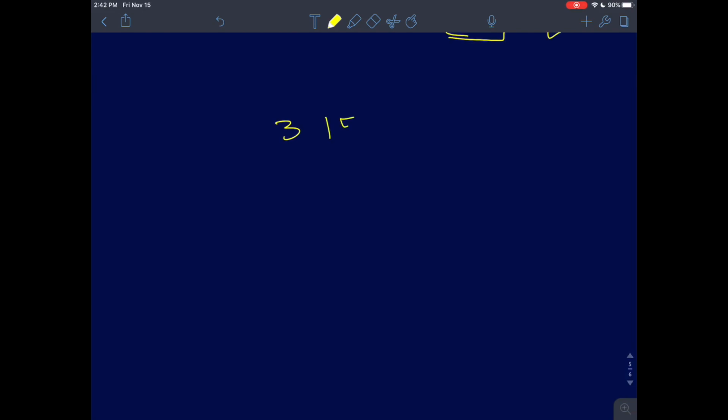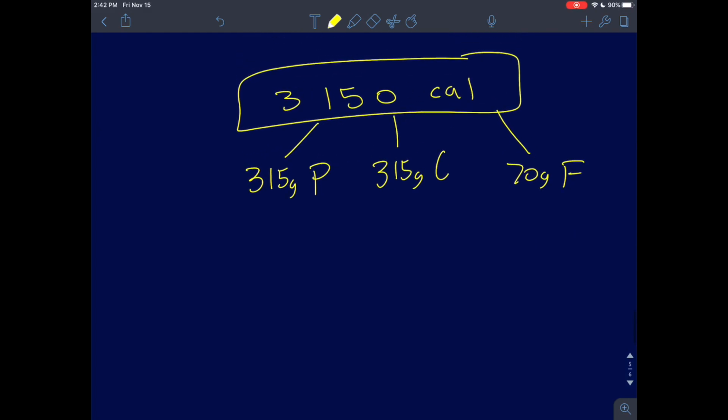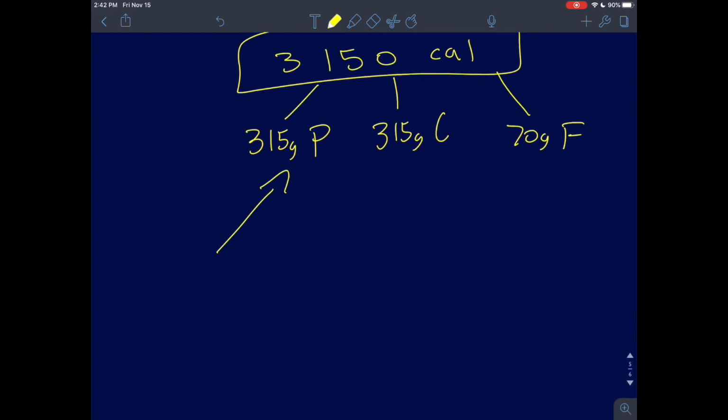From our calculations, we have to eat 3,150 calories. 315 grams of those is going to be protein. We have 315 grams of carbs and 70 grams of fat. Now, I know some of you are thinking, that is a lot of protein. And you're right. You really don't have to eat that much. That is why these percentages can be changed.